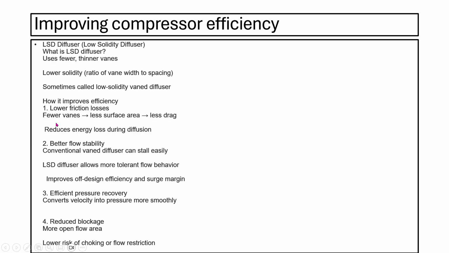So LSD vanes, the low solidity vane diffuser, use thin vanes and a very minimum number of vanes, so friction losses from fluid contact with the vanes will be less. With this we can reduce the losses, and the stalling and surging that occurred earlier due to a higher number of vanes. A very good surge margin can be achieved if you use an LSD type diffuser.